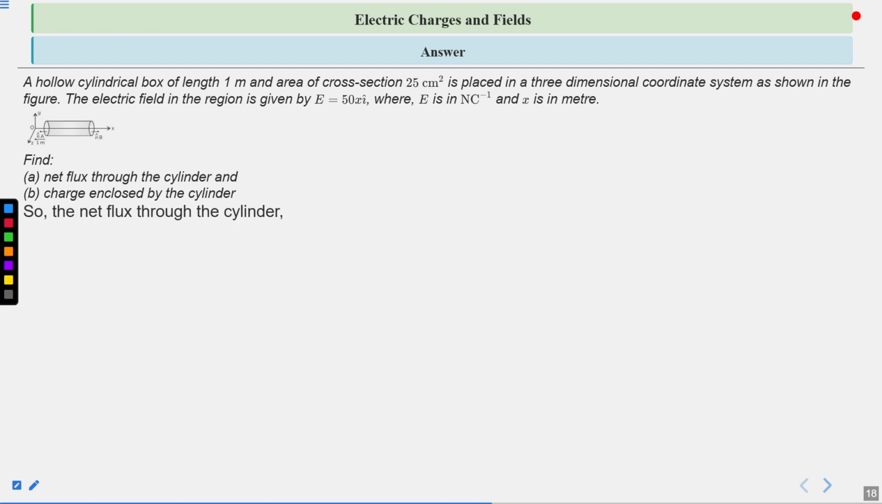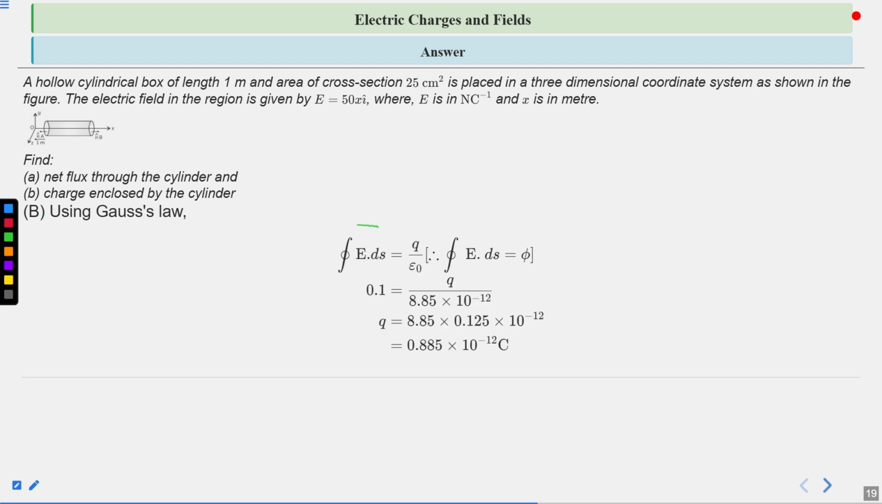So the net flux through the cylinder is phi A plus phi B, which is minus 0.125 plus 0.25, so overall it is 0.125 Newton meter square per Coulomb. Now by using Gauss's law, closed integration E dot ds is equal to q divided by epsilon naught, or we can say closed integration E dot ds is equal to phi.